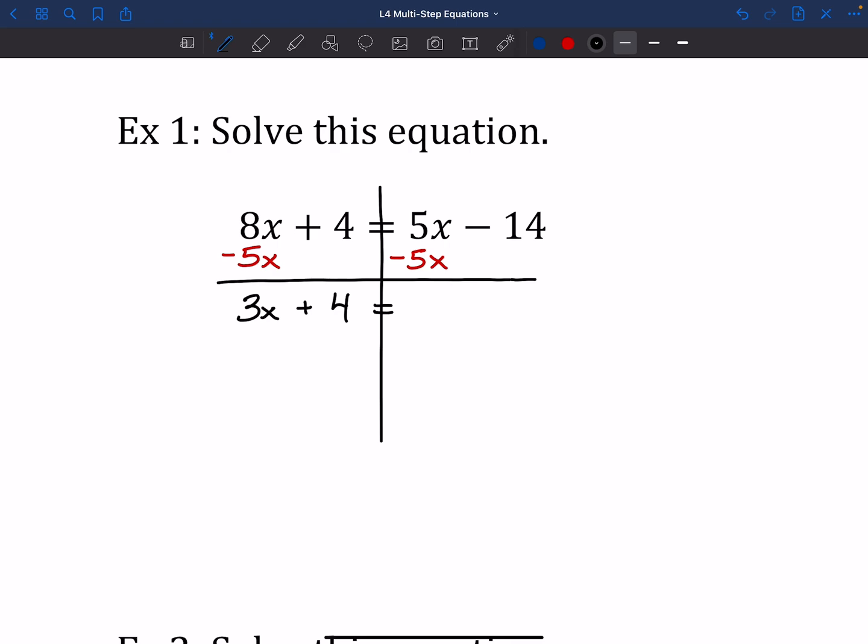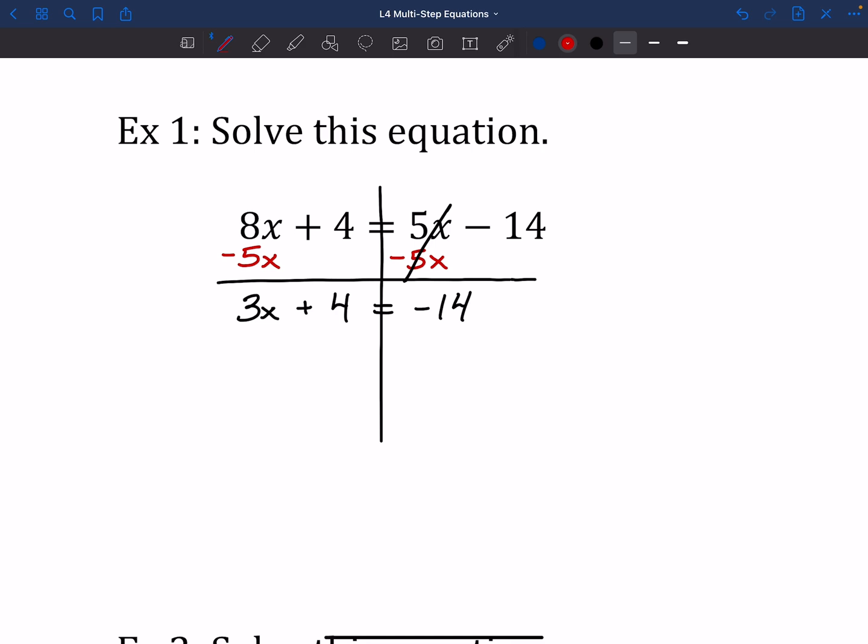And then over on the other side, those 5x's are gone. We canceled that out, and now what we're left with is negative 14. Okay? So we've now moved our variables over to one side. They're all the way over on the left. Now what I need to do is move any constants that are hanging out over to the right. Get them away from where the variables are.